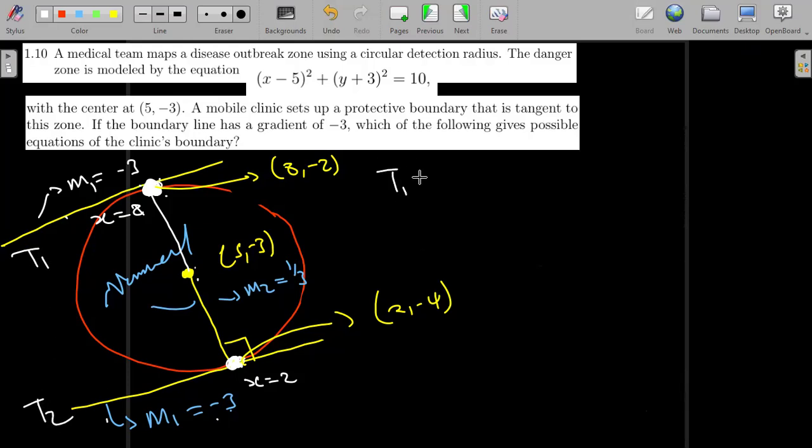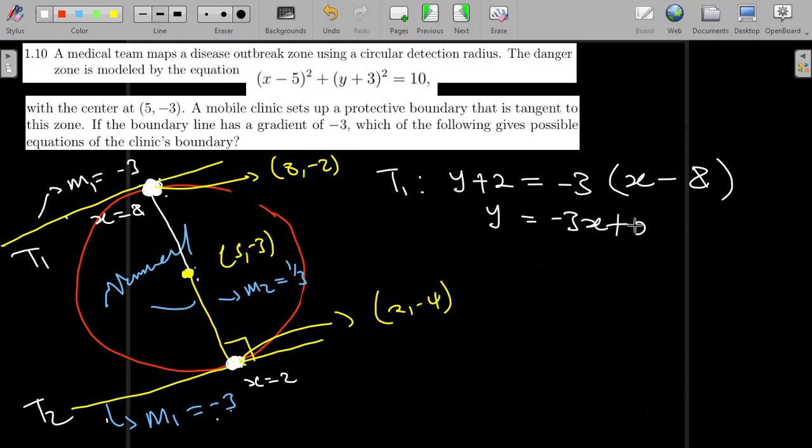So tangent 1: y minus the y coordinate here, which is minus 2, so it will be minus multiplied by minus, so it will be plus 2, is equal to the gradient, which is minus 3, and then x minus the x here, which is 8. So the equation there will be y equals minus 3x plus 24 minus 2, so y equals minus 3x plus 22. So this will be the first equation.